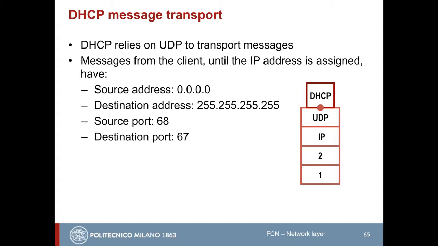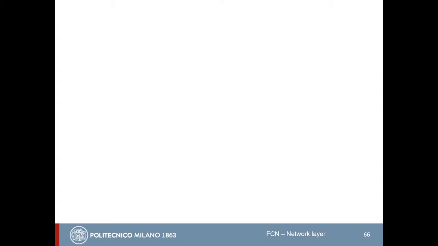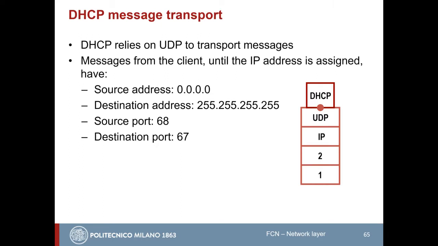DHCP uses UDP messages, so UDP datagrams, and the initial message will have as a source address 0.0.0.0 because the sender does not know its own IP address. The destination address is broadcast, and since we are using UDP, we also have to specify a source port and destination port, and 68 and 67 are used as well-known port numbers. Okay, basically this is all.